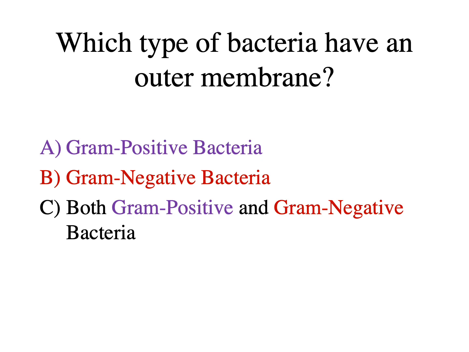Which type of bacteria have an outer membrane? A, gram-positive bacteria, B, gram-negative bacteria, or C, both gram-positive and gram-negative bacteria? The answer is B, gram-negative bacteria. So gram-negative bacteria have two membranes. They have an outer and an inner membrane, and sandwiched between those two membranes is their thin layer of peptidoglycan. Gram-positive bacteria only have the inner membrane and that outer cell wall of peptidoglycan.